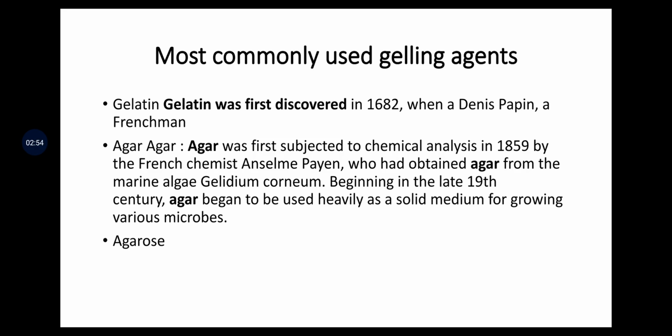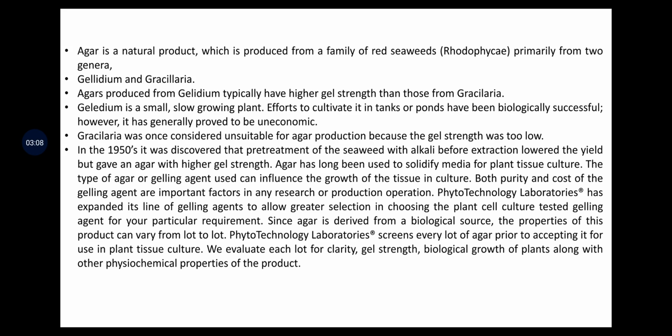Agarose is one more gelling agent, which is the pure form or one of the components of agar. Agarose is not much utilized for tissue culture purpose, but it is used in gel electrophoresis. Agar is a natural product. Gelidium corneum is a small, slow growing plant. Efforts to cultivate it in tanks and ponds have been biologically successful. However, it has generally proved to be uneconomic.